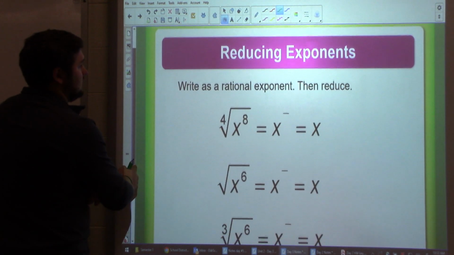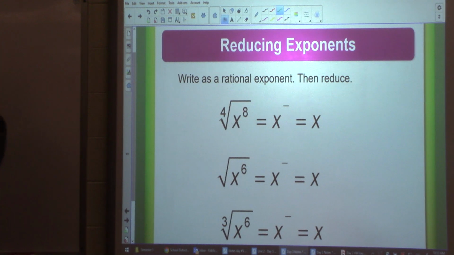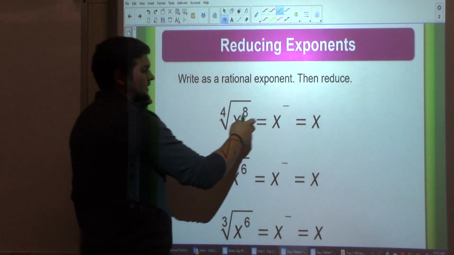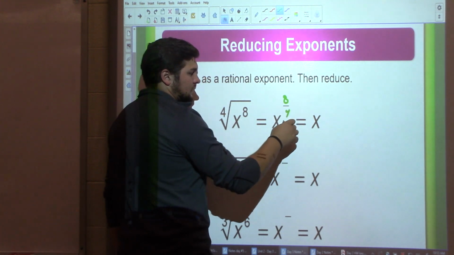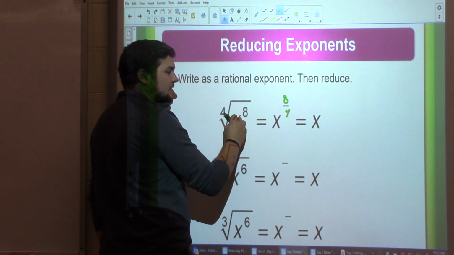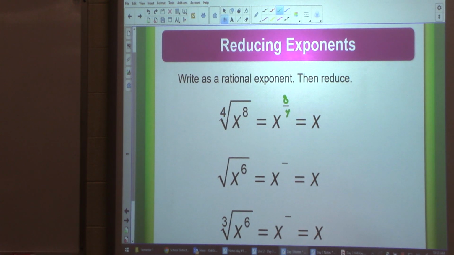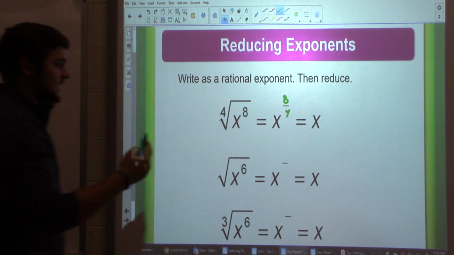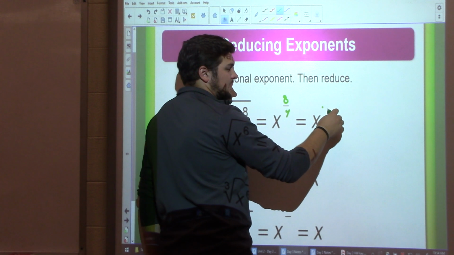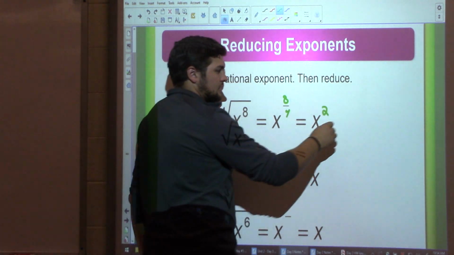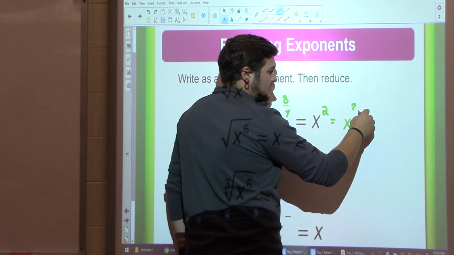Alright. Now, what if we go to write it as a rational exponent or a fractional exponent? We get something like x to the 8 over 4, right? Power is the numerator. Root is the denominator. Should I leave it like that? Should I leave 8 over 4? No, what is that the same as? 2. Right? 8 divided by 4 gives me 2, so it's x squared.